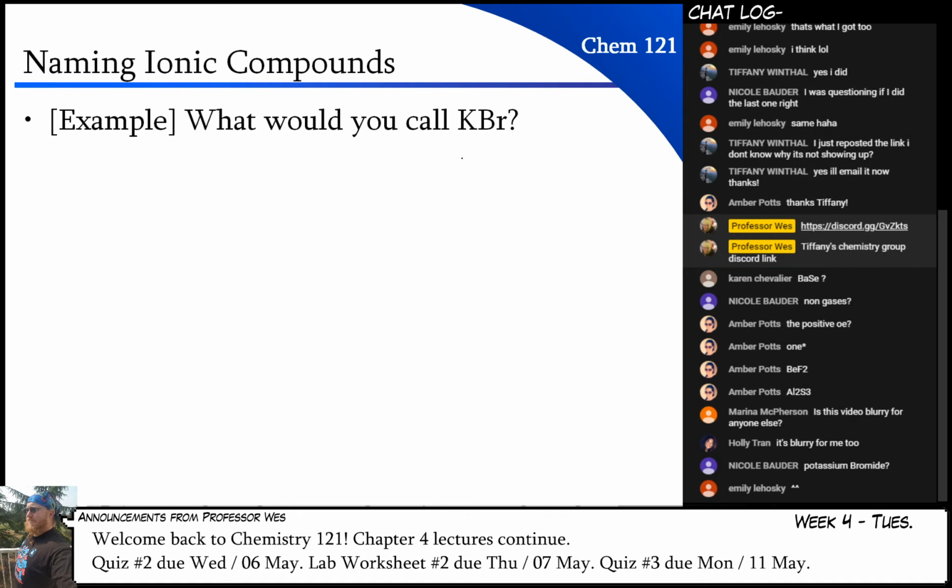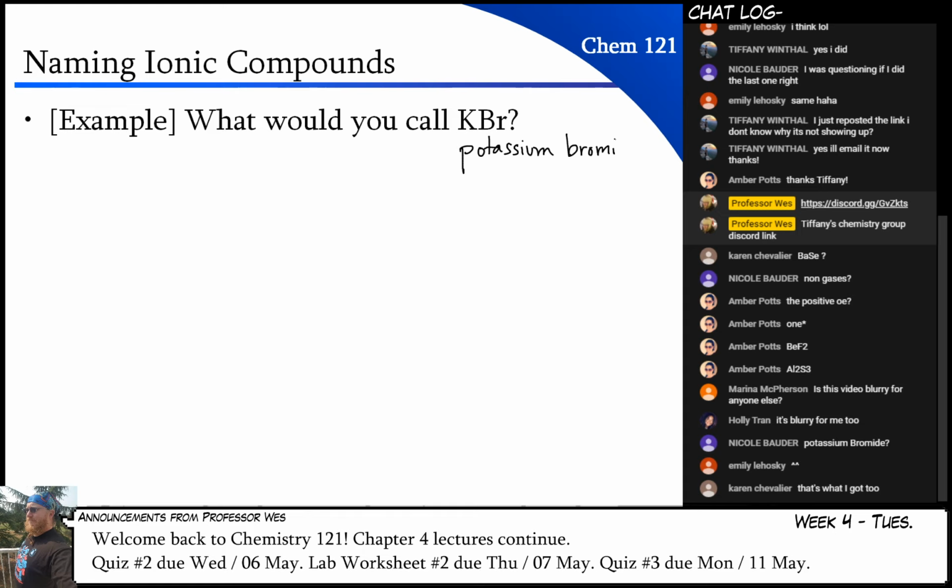All right, I got one answer. Let's take a guess. So K is potassium, so I would write potassium down. And then Br is bromine. But I'm not going to do that. I'm going to put the "ide" on the end to get potassium bromide.